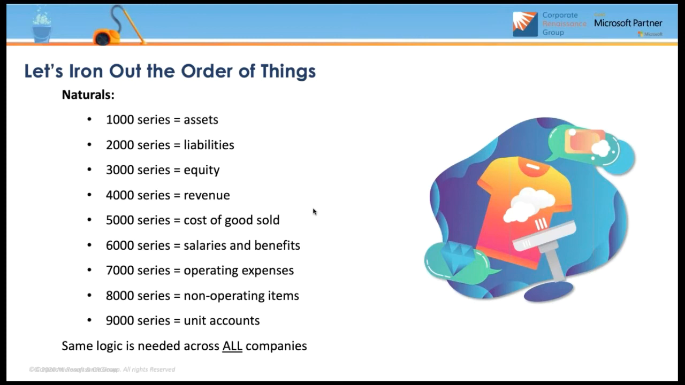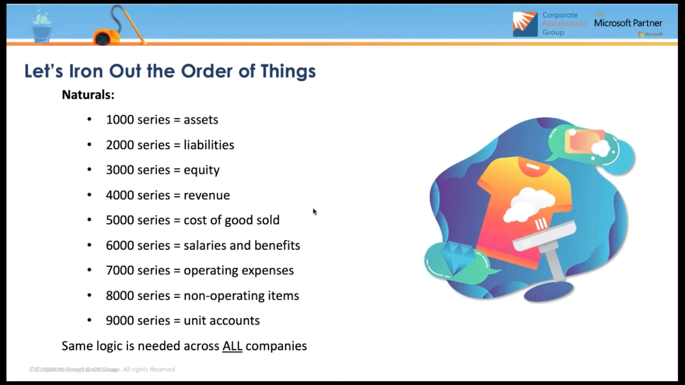We support clients who have other ERPs. I'm involved right now supporting a Workday implementation. And this is what people use. This is what's out there. This is the commonality. And Fabrikam may have something that alludes to this. 1,000 assets, 2,000 liability, 3,000 equity, 4,000 revenue, 5,000 cost of goods sold.